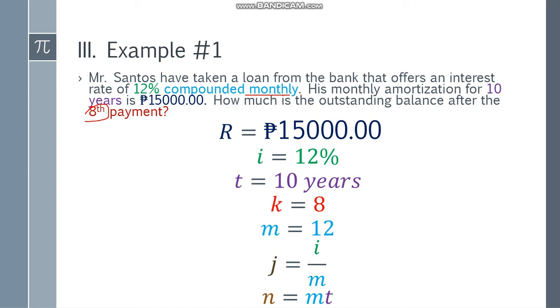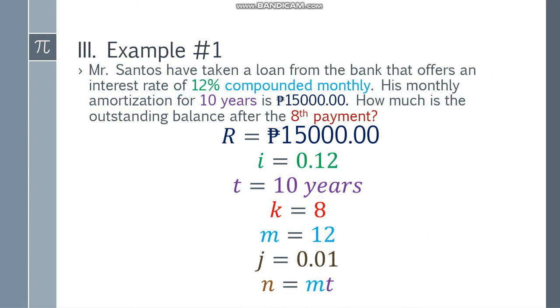So J, how to find J? Remember, I over M, and N is equal to M times T. But before that, let's change 12% to decimal form. That will be 0.12. Now, let's solve for J. J is I over M, that will be 0.12 over 12. Simplify that, and it will be 0.01.